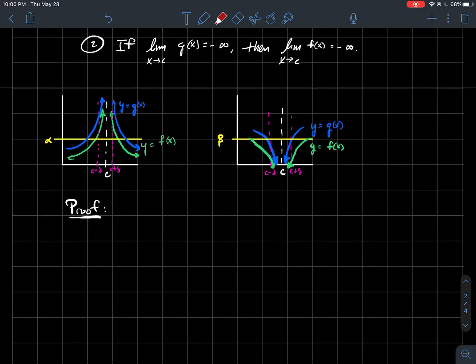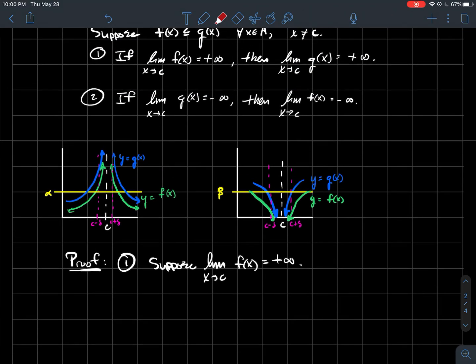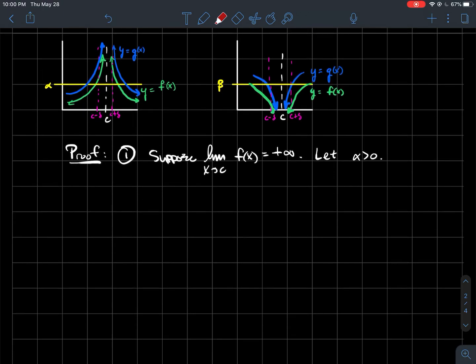So what does the proof look like? I think I'll just prove one because the other proof's pretty similar. So what if we suppose that this happens? And what I want to conclude is that the limit of g of x is also positive infinity. Well, let's let alpha be some positive number in this case.